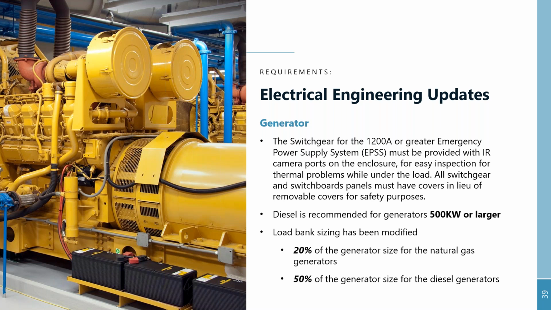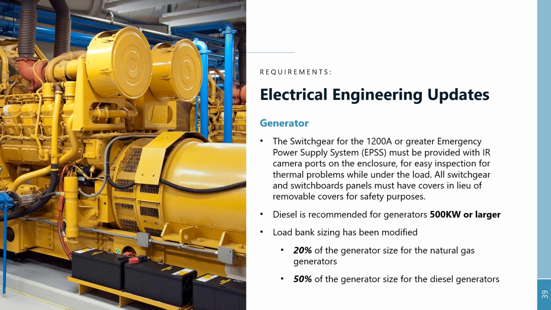Also, all switchgear and switchboard panels have to have hinged covers in lieu of removable covers for safety purposes. The size of the generator for diesel has been increased from 350 to 500 kW. Now, natural gas is allowed up to 500 kW, and diesel is recommended from 500 kW and more.